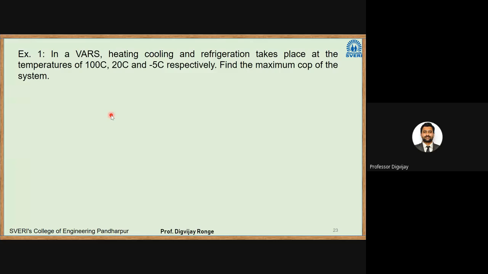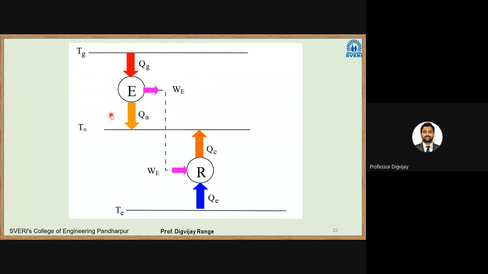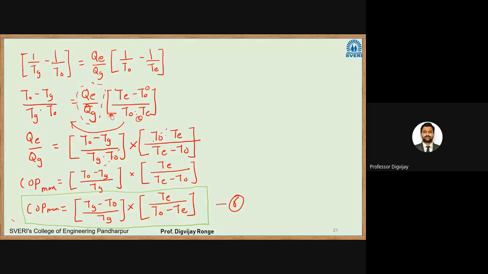Yes. What is the answer? Why is it taking that much time? Shall I show you the formula once again? This is the formula. Here in this case, Tg's value is given as 100 degrees Celsius, To is given as 20 degrees Celsius, and Te is given as minus 5 degrees Celsius. Okay. Just put the values there and put it in Kelvin. So you will get the answer.